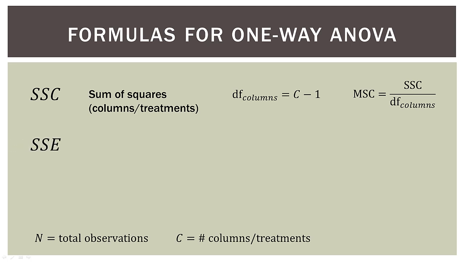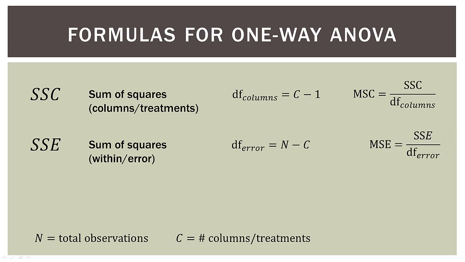So the SSE is the sum of the squares of the error, or the sum of squares within each individual column. So the SSC is the sum of squares between the columns. The SSE is the sum of squares within each column. So the degrees of freedom for SSE is n minus c. And again, we'll put numbers on all these here in a minute.